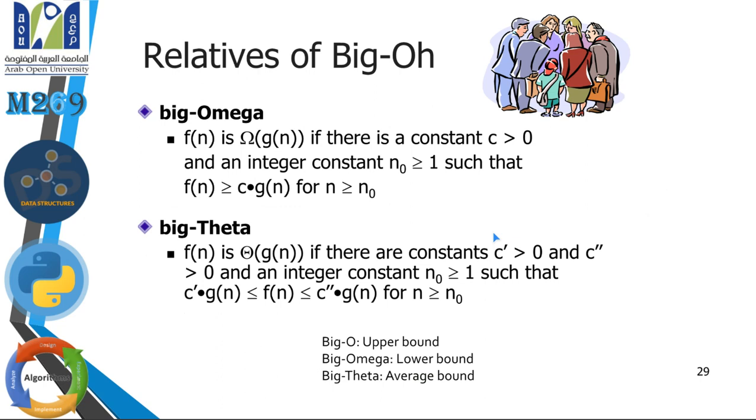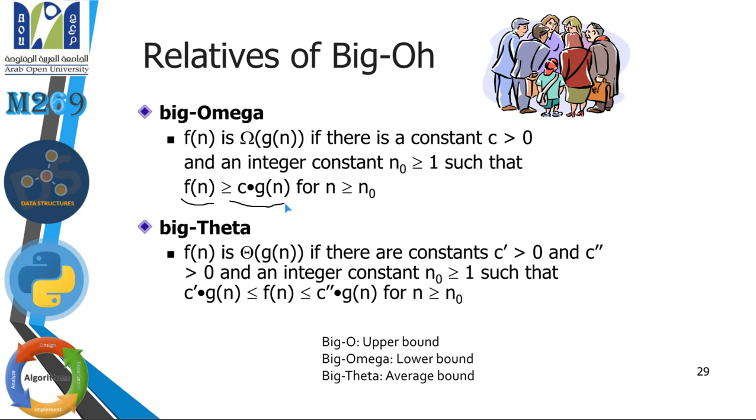The other notations that we have are big omega and big theta. F(n) is omega of g(n) if there is a constant c greater than 0, which means positive, and a constant n0 greater than or equal to 1, which is also positive, such that f(n) is greater than g(n).